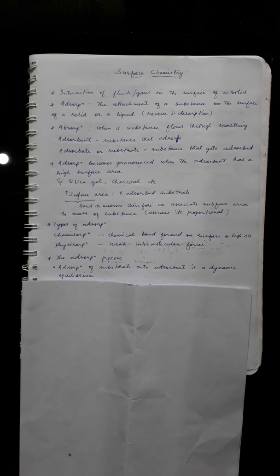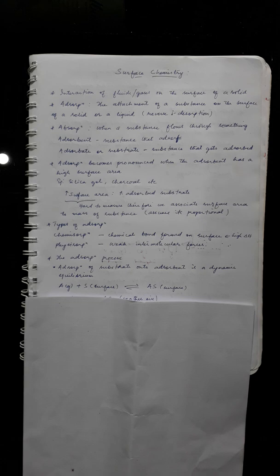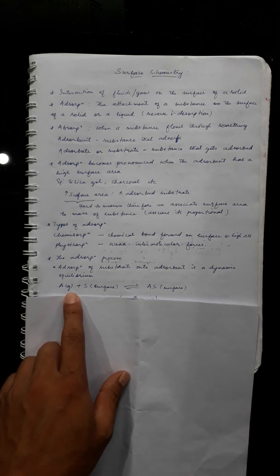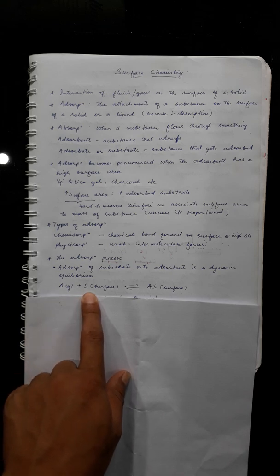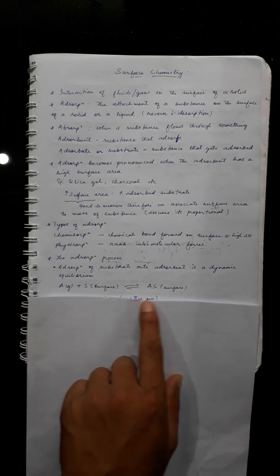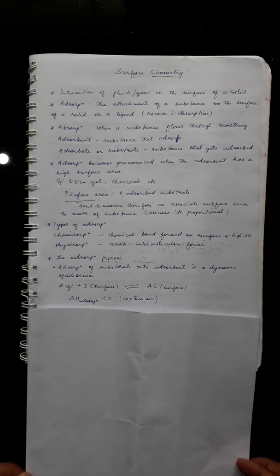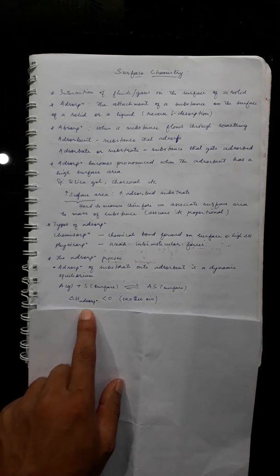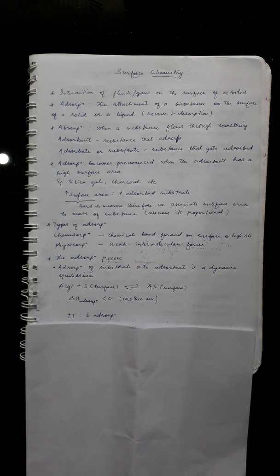Okay. The adsorption process is a dynamic equilibrium. Adsorption of adsorbate onto adsorbent is a dynamic equilibrium. So suppose A in the gaseous phase gets deposited on the surface of a solid, then the interaction we can write as A going to AS, and it's in equilibrium. The enthalpy change of adsorption, if it is less than 0, it's exothermic. If it is more than 0, it's endothermic.